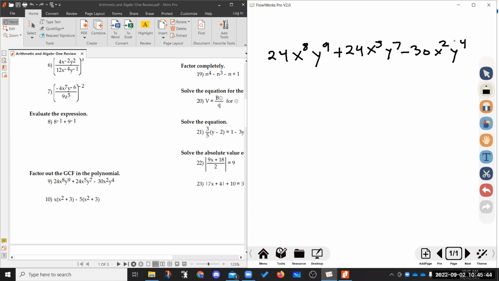Let me show you how I would do this with the factor tree. We've got 24 twice and we've got 30. 24 is going to be 2 times 12, which is 2 times 6, which is 2 times 3. 30 is 2 times 15, which is 3 times 5. So I've got a 2 in common, and I've got a 3 in common. So the numerical part of the GCF is going to be 6.